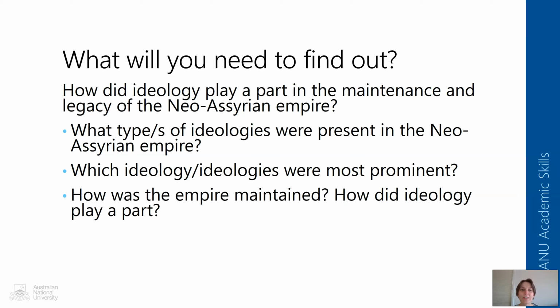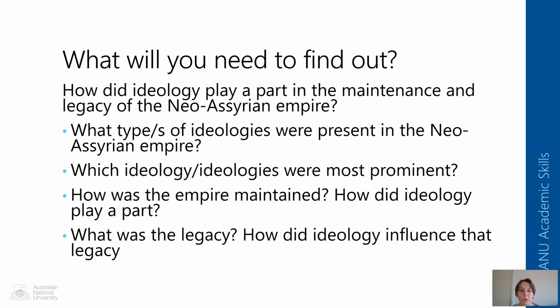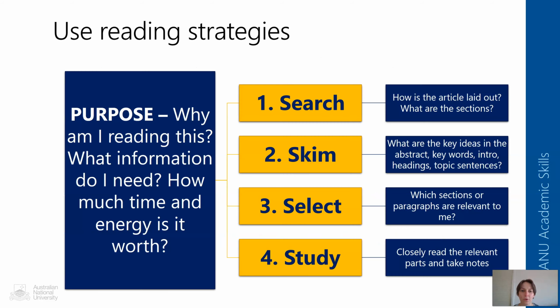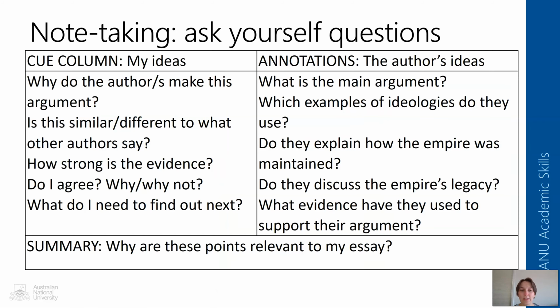The other part of the question is, how was it maintained? How did this ideology or ideologies play a part in the maintenance and legacy of the Neo-Assyrian Empire? Here's what I mean: this is kind of a two-parter question. You've got the first question about how ideology played a part in maintaining the empire, and what was its legacy? You'll have to have a think about these as you read through the research. Go back to your reading strategies that we talked about earlier in the semester, and always go back with a purpose. You might need to reread documents and go through, what are the multiple ways that they show these issues and show these different perspectives?